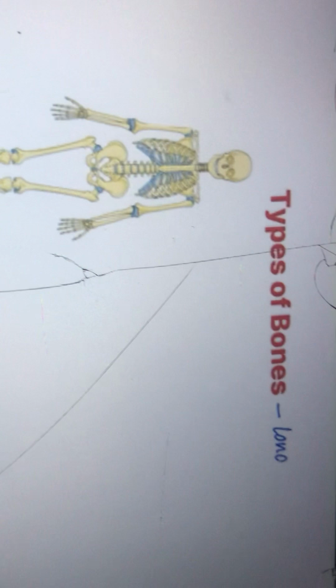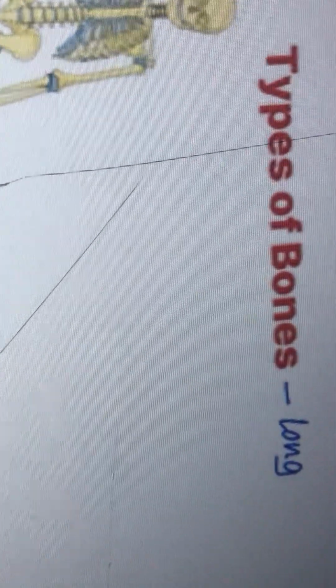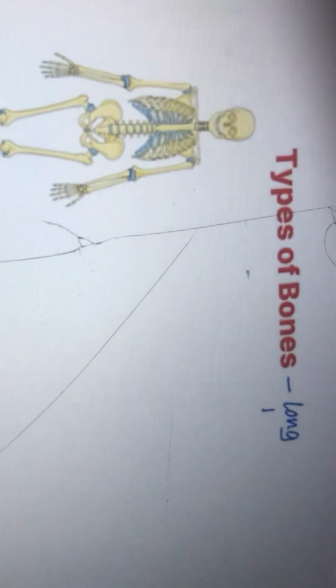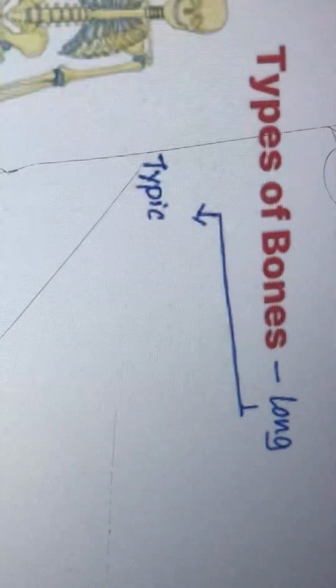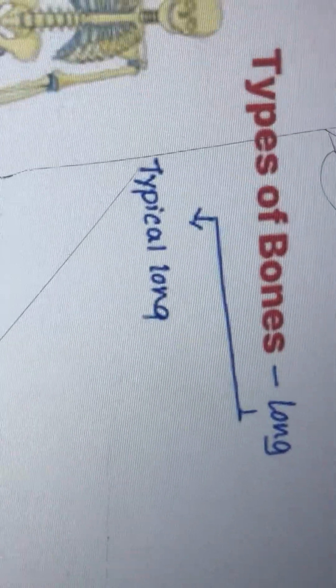So first we'll talk about the long bones. Now what exactly are long bones? Long bones are those whose length is more than the width. That is the simplest definition of a long bone, right? The long bones can be further grouped as typical long bones. So we have typical long bones, right?